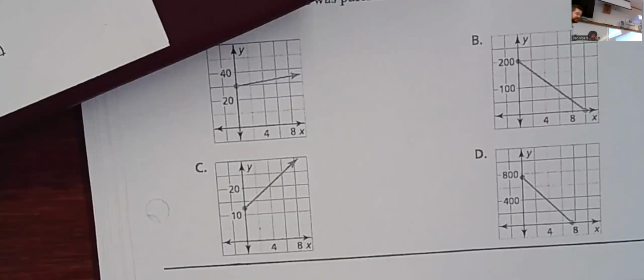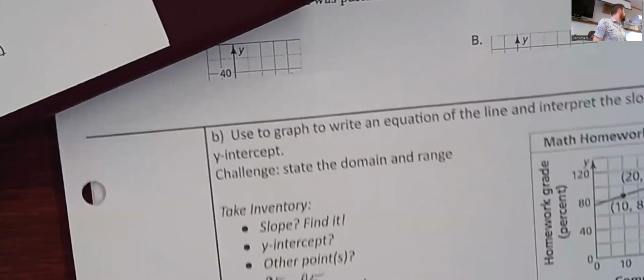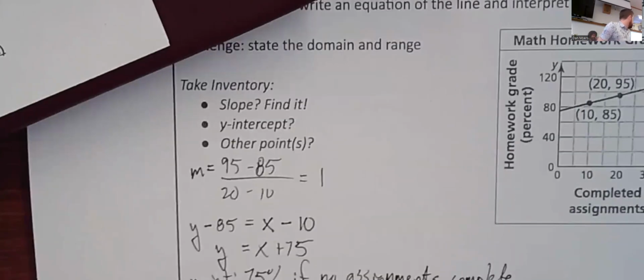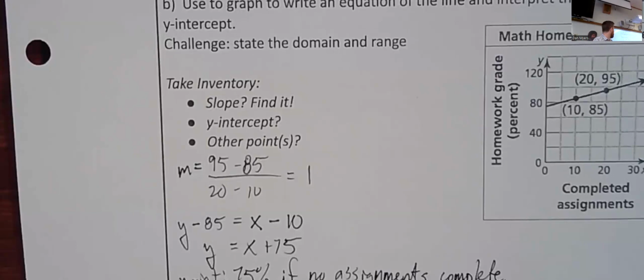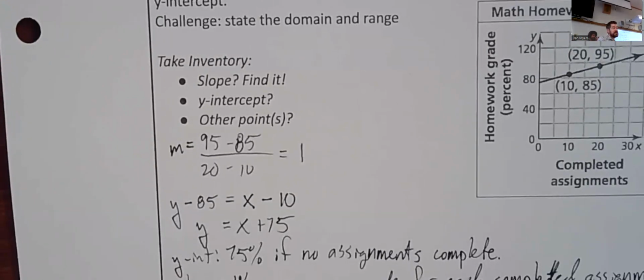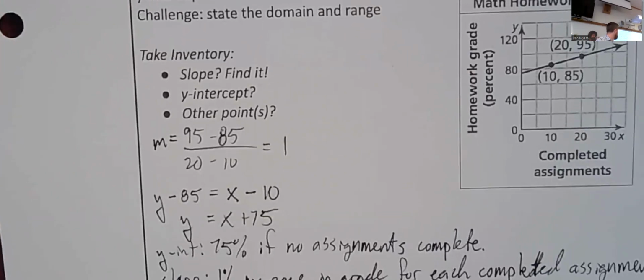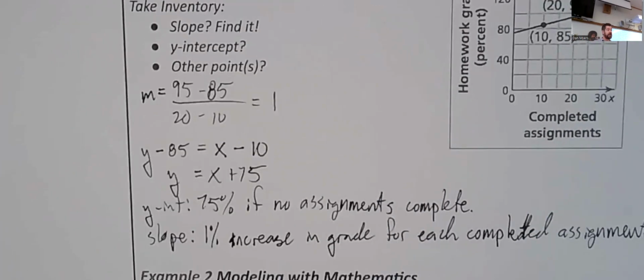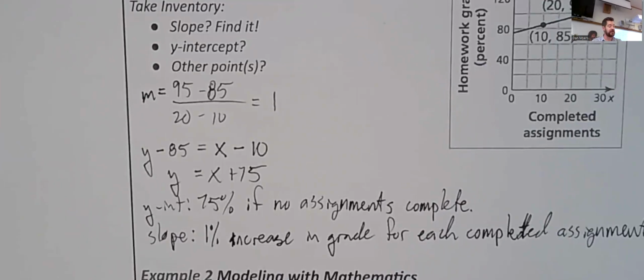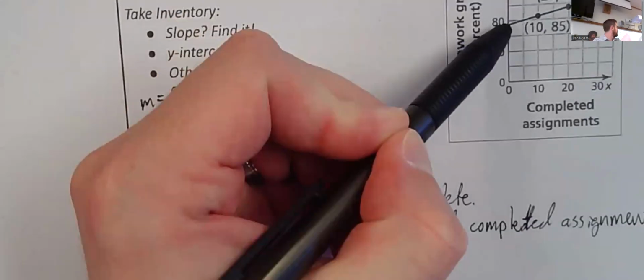Okay, let's have a look. With our slope here, the slope is 1. If you take your 2 points, y2 minus y1 over x2 minus x1, that'll be 95 minus 85 over 20 minus 10, that's 1. Slope is 1. In order to actually write the equation, though, you're going to have to start with a point slope equation because we don't have anything in terms of our y-intercept yet.